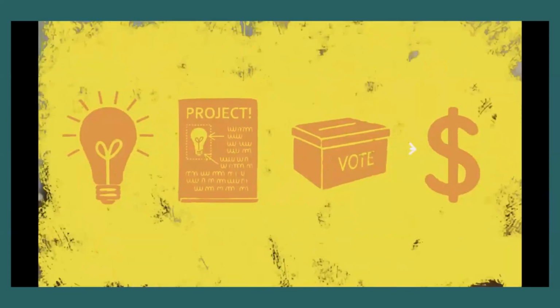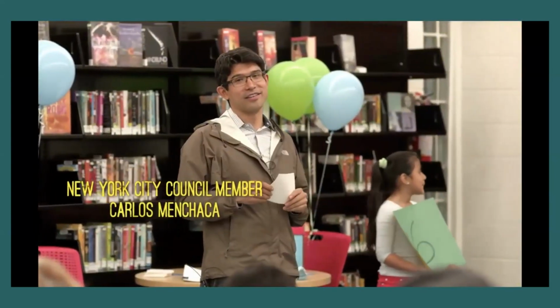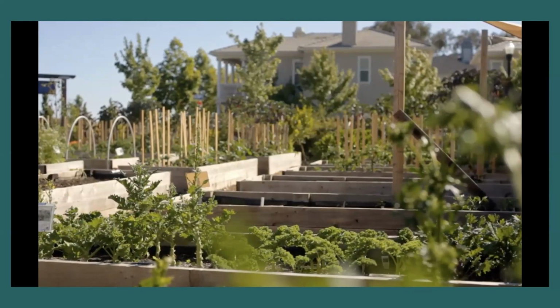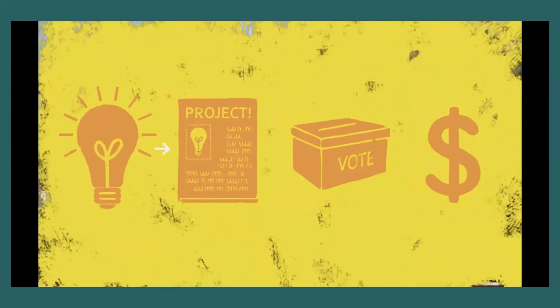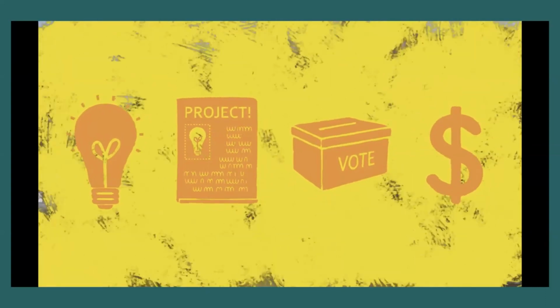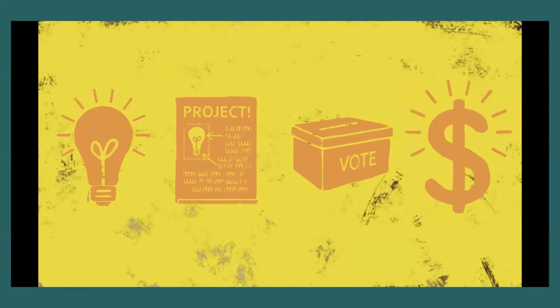The projects with the most votes get funded. The Red Hook Library Community Garden, right here. The projects are then implemented over the next few years. And the following year, the process starts again. People brainstorm new ideas, turn them into new projects, vote on them, and fund more improvements for their community. PB becomes part of the budget process. It becomes a new way of governing. I think this is like the greatest wave of democracy coming into the United States.